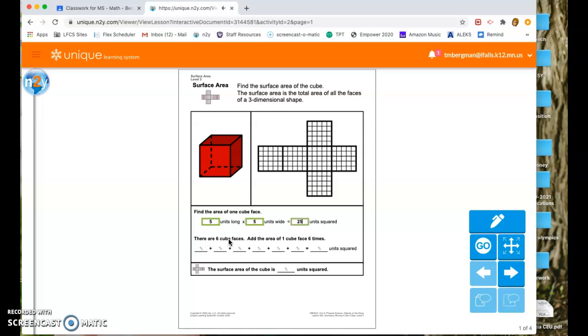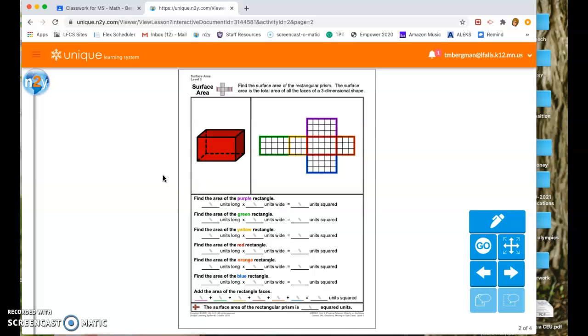Now it says there are 6 cube faces. So add the area of one cube face 6 times. Here's our area of one cube face, 25. So you're going to write 25 plus 25 plus 25, and you're going to continue doing that. You're going to add it all up, and you can use your calculator, and then you can figure out what your unit squared is, and that number is going to go here. And then you're also going to put that number down here.